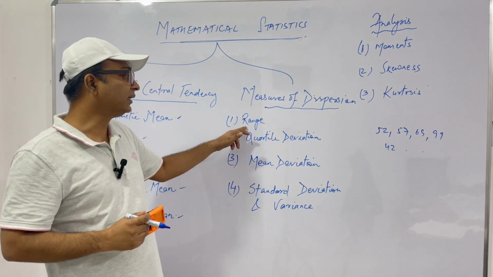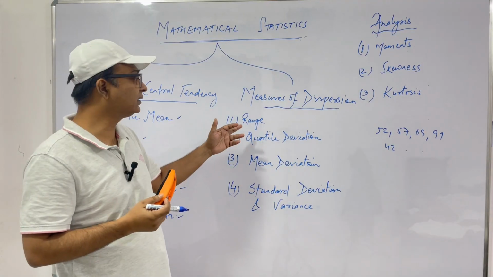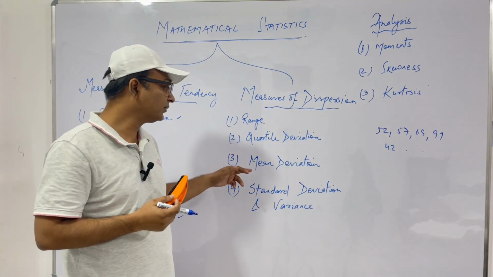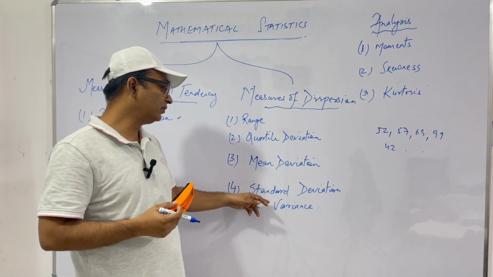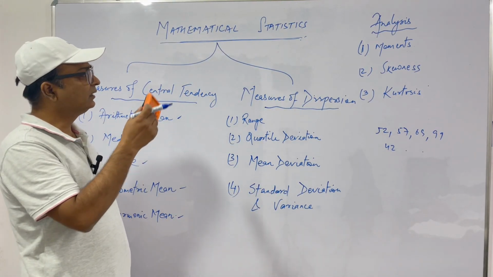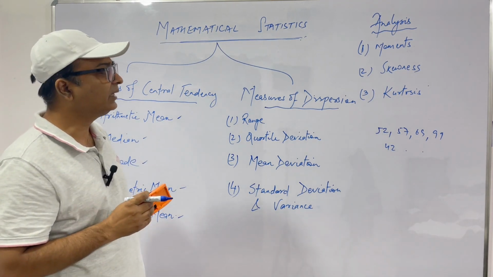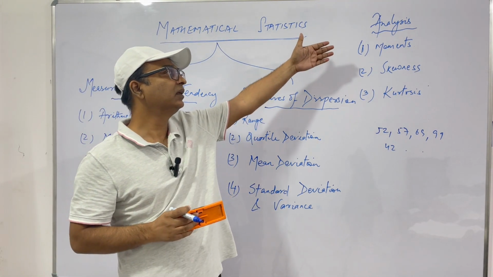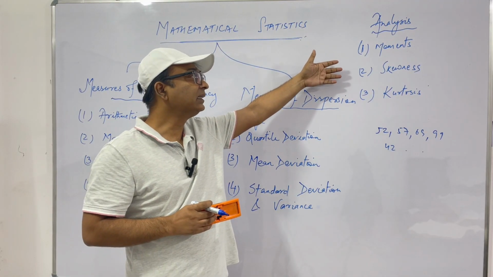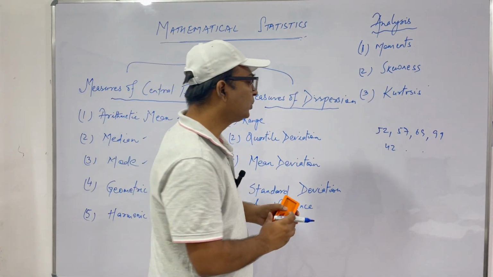What are they? Range, simply the highest marks minus lowest marks, is range. Then we have quartile deviation. We'll study mean deviation. We'll study standard deviation and variance. Then we have all these sorts of measures. Then we analyze the data by using moments. We study skewness of graphs. So we study skewness. What is skewness?